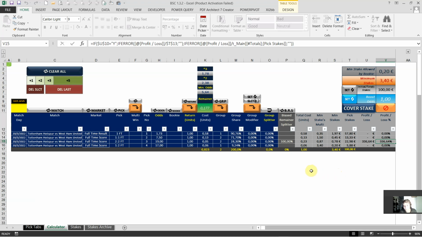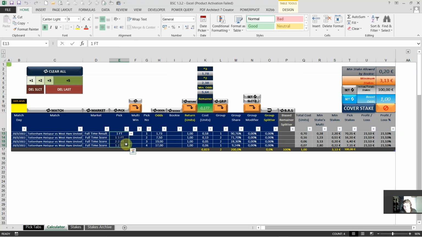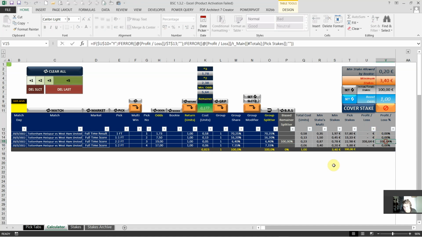So let me show you once again the difference. If we just leave it blank, right now the profit margin is equally split on each of the 4 selections, but we can choose to focus on just one of the selections. We can say, please give me 100% of my remainder in this selection, and we can see the profit margin rising up to almost 340% of net profit.